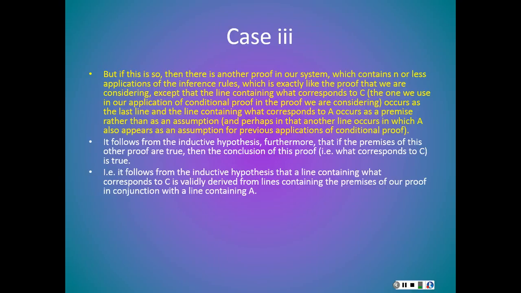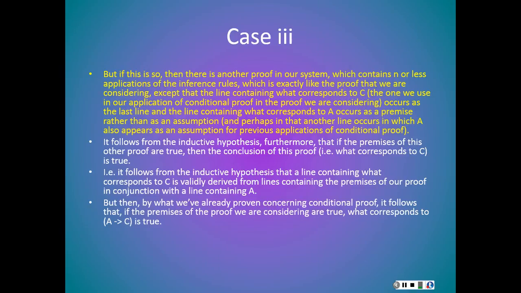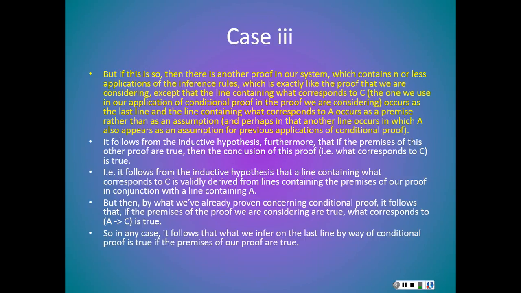So it follows from the inductive hypothesis that a line containing what corresponds to C is validly derived from lines containing the premises of our proof in conjunction with a line containing A. Okay, but then, by what we've already proven concerning conditional proof, it follows that if the premises of the proof we are considering are true, what corresponds to if A then C is true. This is something that we've already proven concerning the nature of conditional proof, so we don't have to prove it again. So in either of the two possibilities for conditional proof that we've considered, it follows that what we infer on the last line by way of conditional proof is true if the premises of our proof are true.